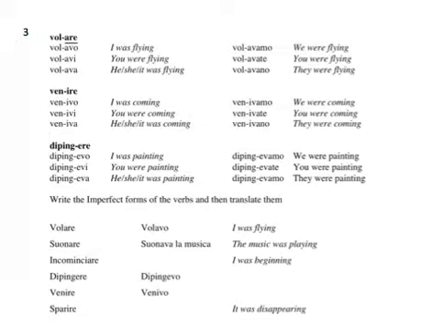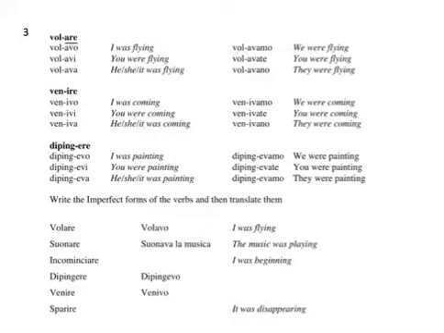So volavo, I was flying. Volavi, you were flying. Volava, he, she, or it was flying. Volavamo, we were flying. Volavate, you were flying. Volavano, they were flying, etc. And then you can look at the bottom part where you've got a translation exercise going in and out of Italian. So, I was beginning: incominciavo. Dipingevo means I was painting.